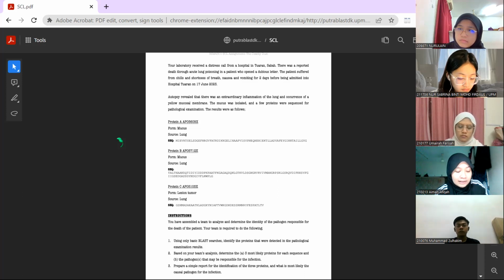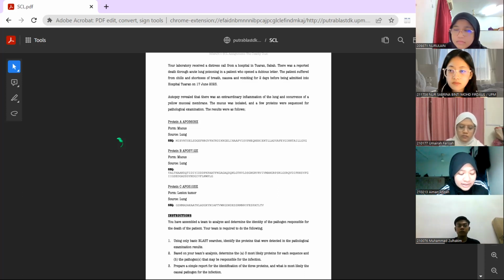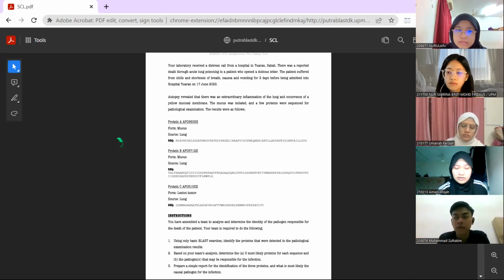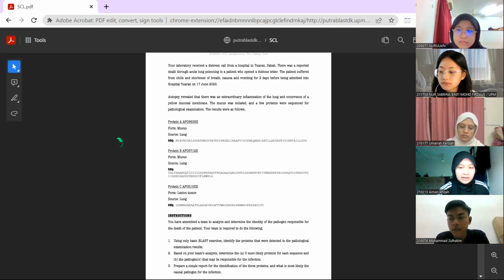And lastly, for inhalation anthrax, the illness begins insidiously with flu-like symptoms of mild fever, fatigue, and non-productive cough, and it usually takes 2 to 5 days after initial exposure. So what I'm trying to say is this protein does not match the signs that the patient went through. It does not match at all because the symptoms are very contradicting to the details of the patient.